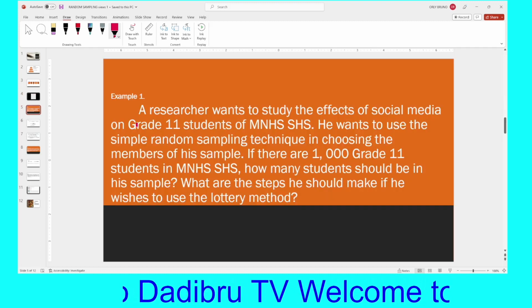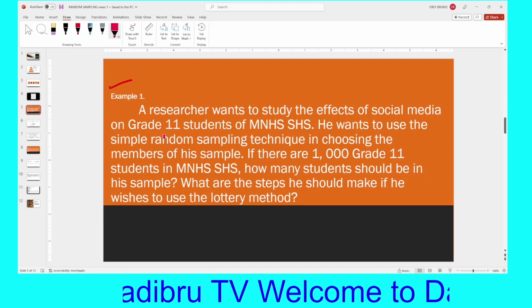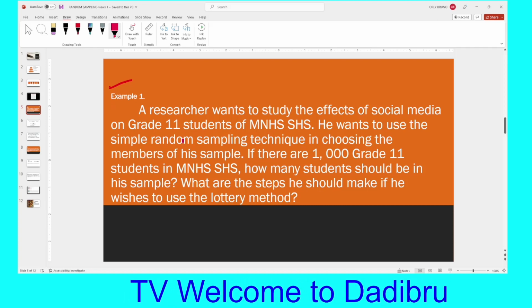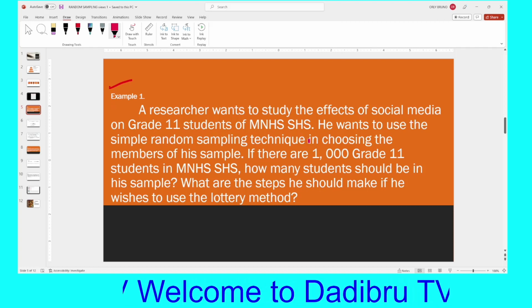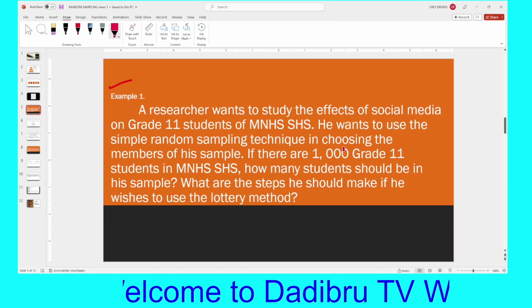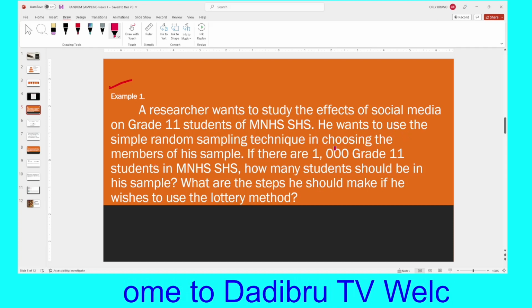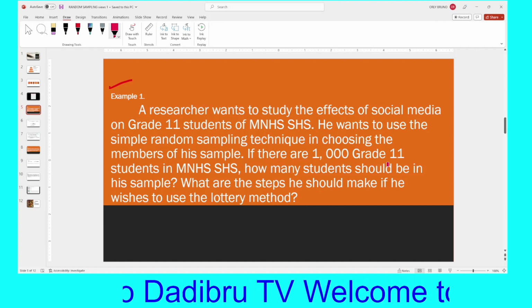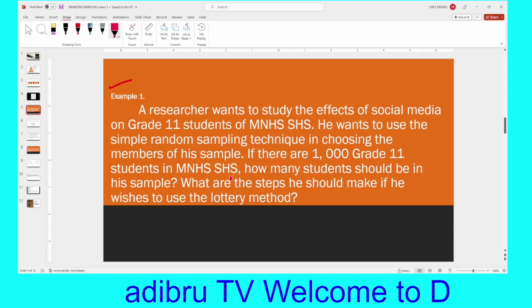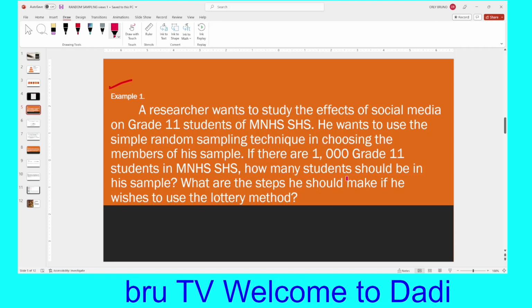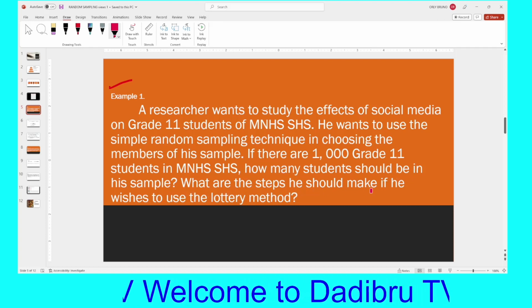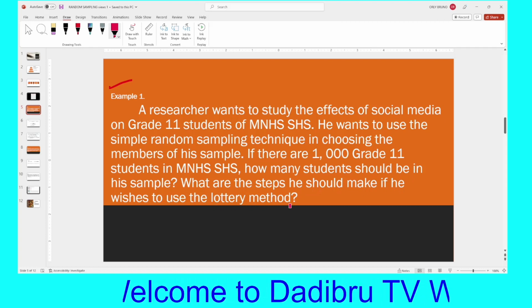Say for example, sample 1. A researcher wants to study the effects of solar energy on students in MNHS Senior High School. He wants to use the simple random sampling technique in choosing the number of his sample. If there are 1,000 grade 11 students in MNHS Senior High School, how many students should be in his sample? What are the steps he should make if he wishes to use the lottery method?